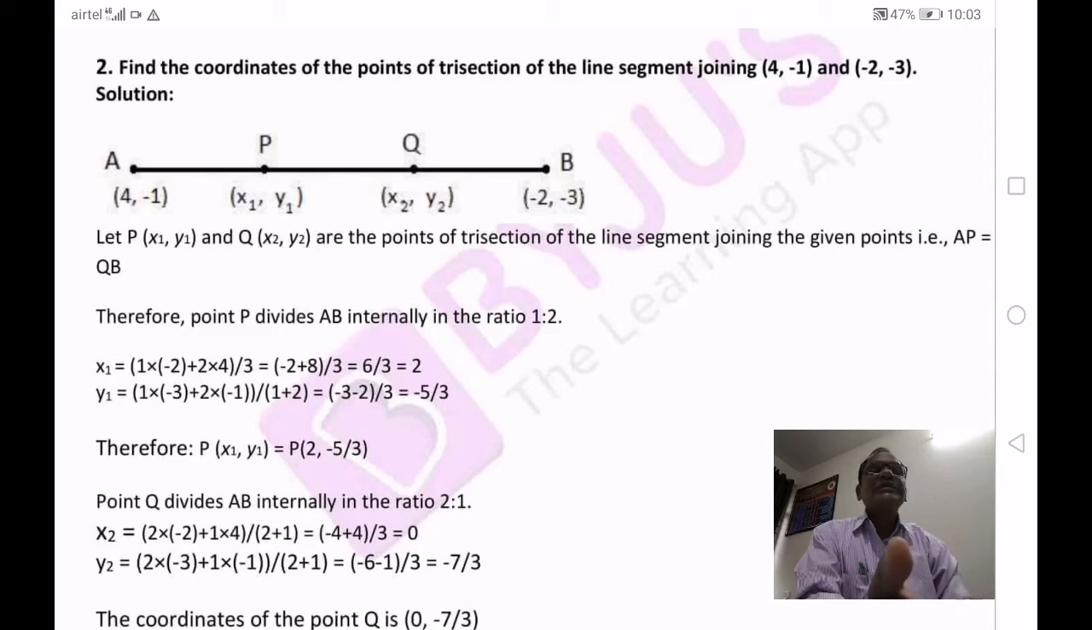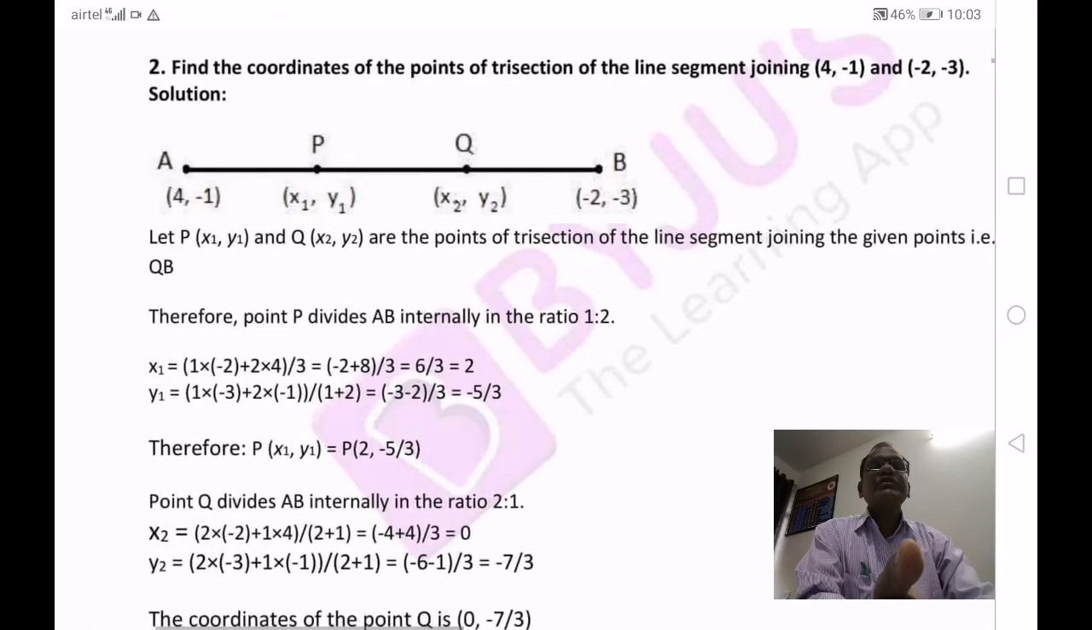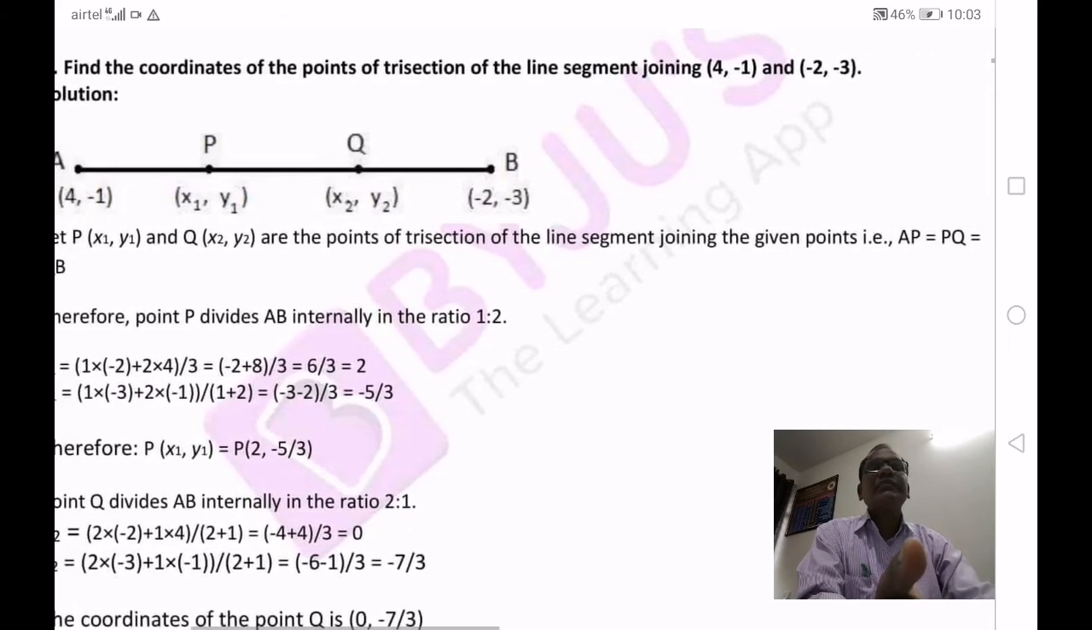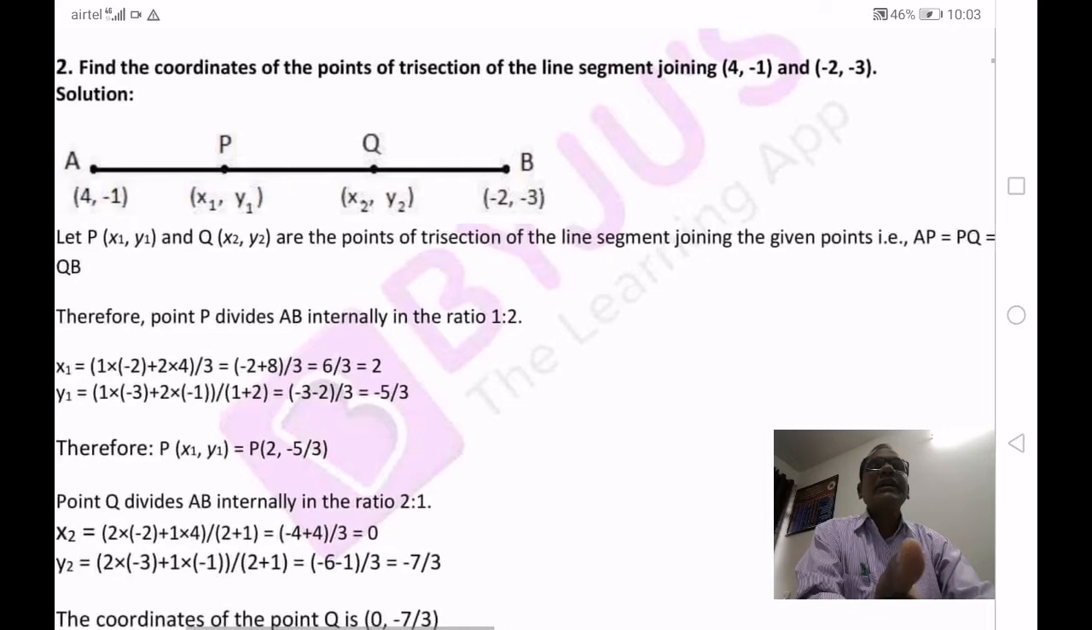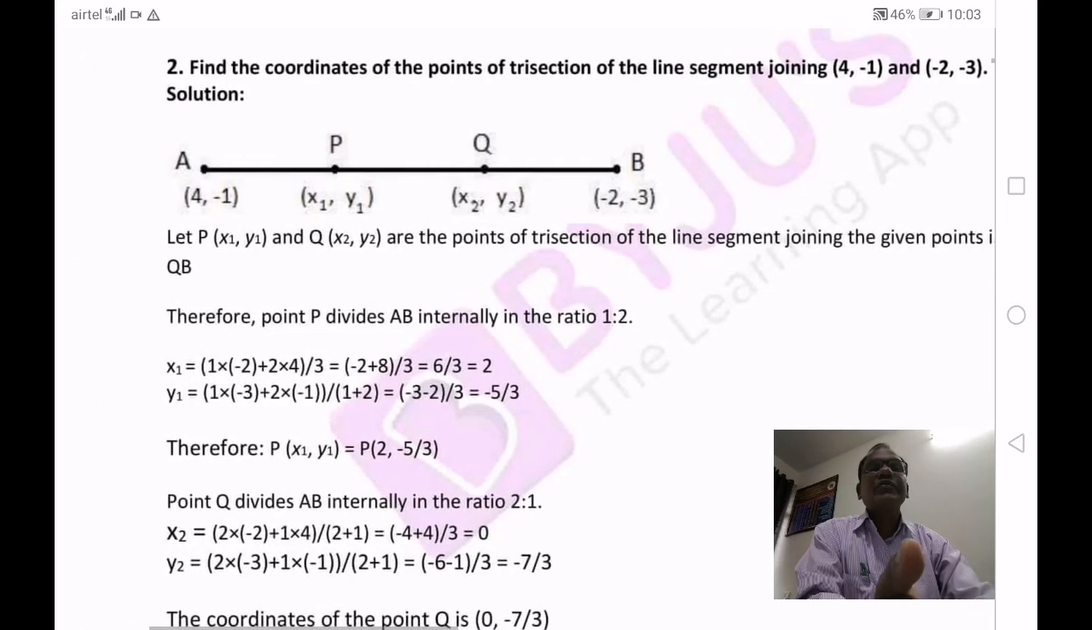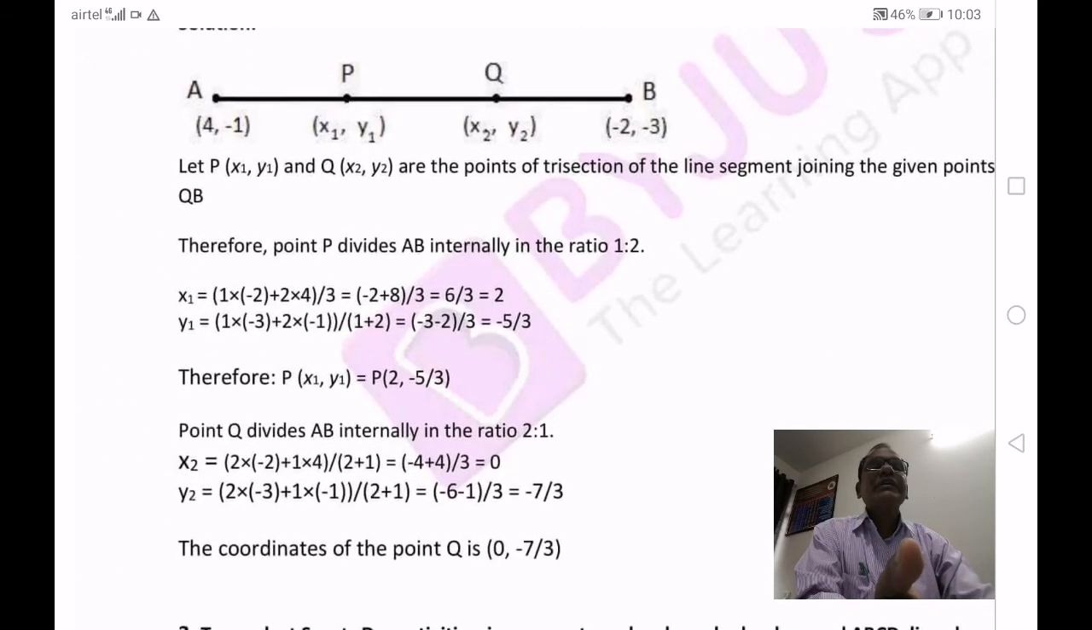Therefore, let P(x1, y1) and Q(x2, y2) be the points of trisection of the line segment joining the given points. AP equals PQ equals QB. That means all are equal. The equivalent line segments: AP equals PQ equals QB. Therefore, first one: when it is trisection, you have to keep in mind the 1:2 ratio and 2:1 ratio. Therefore, point P divides AB internally in the ratio 1:2, that is.